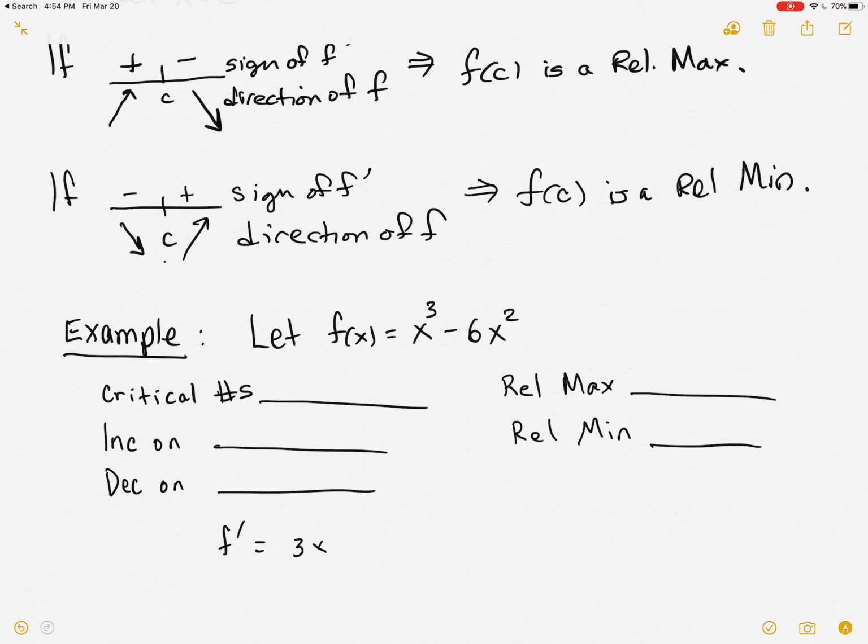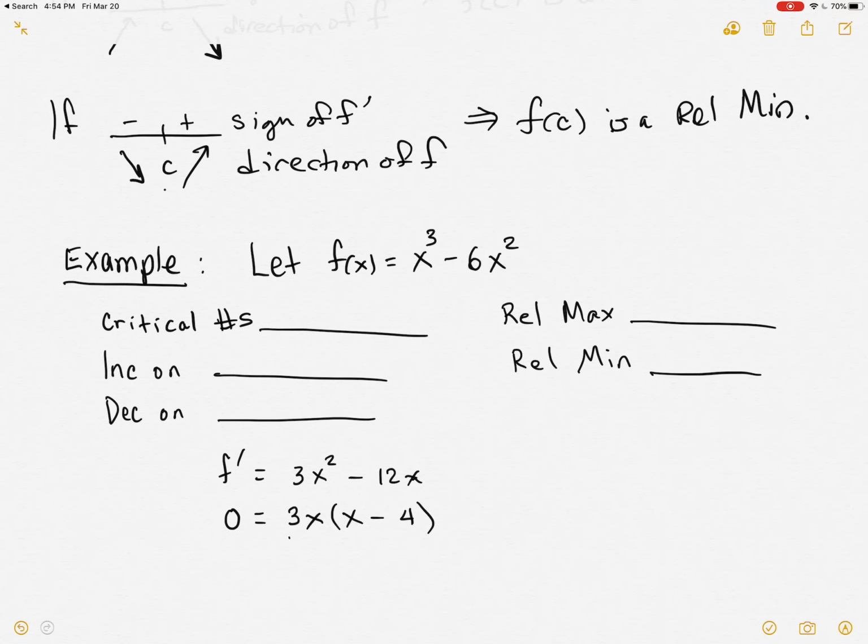F prime is 3x squared minus 12x. Let's set the derivative equal to 0. See where we can find the horizontal tangent lines. I'm going to factor. I can pull out a 3x, and that leaves an x minus 4. That gives us two critical numbers. This factor is 0 when x is 0, and this factor is 0 when x is 4. So those are our critical numbers.